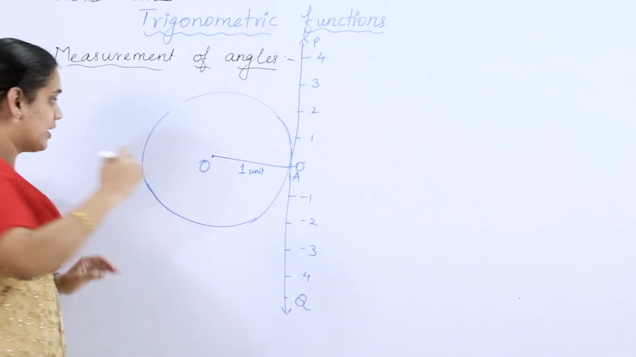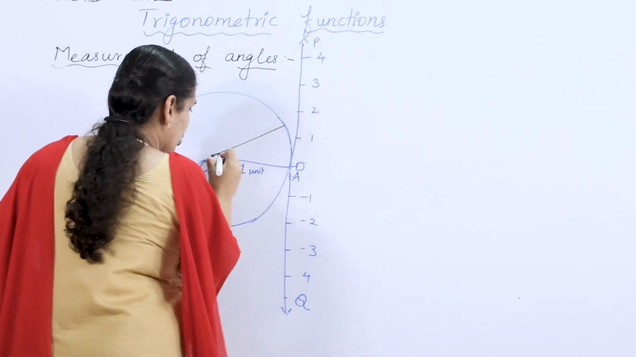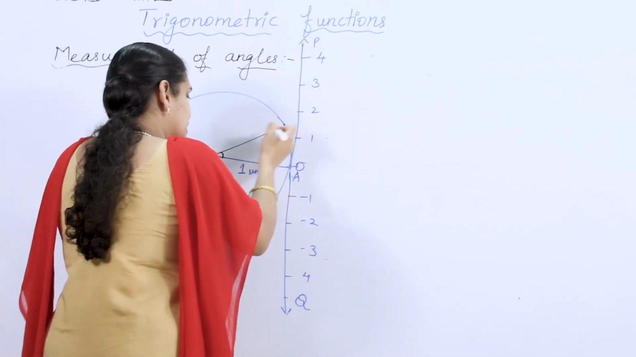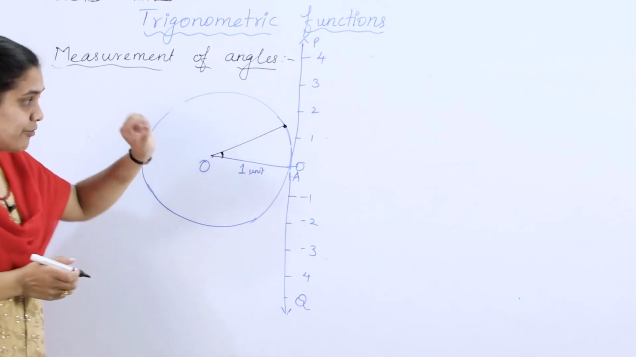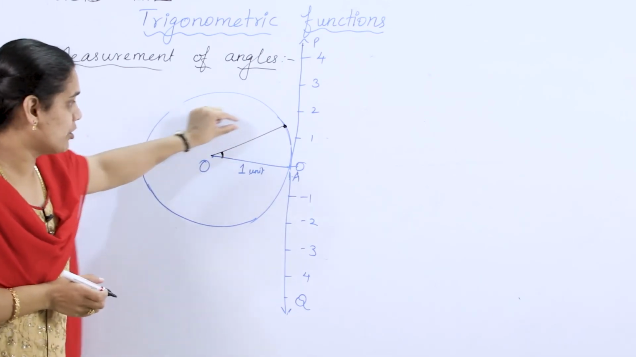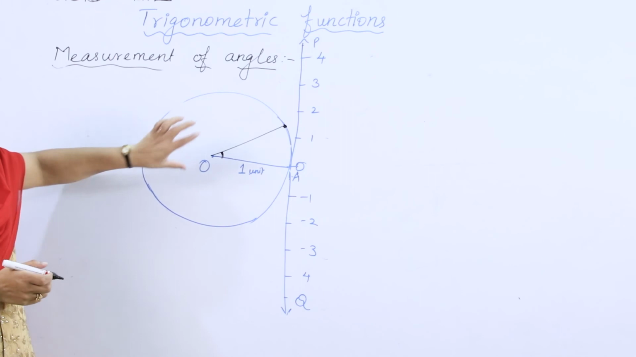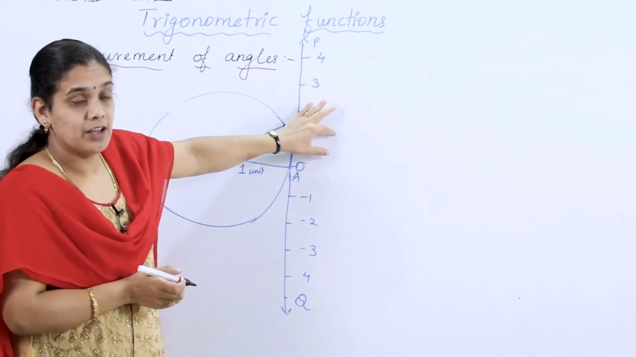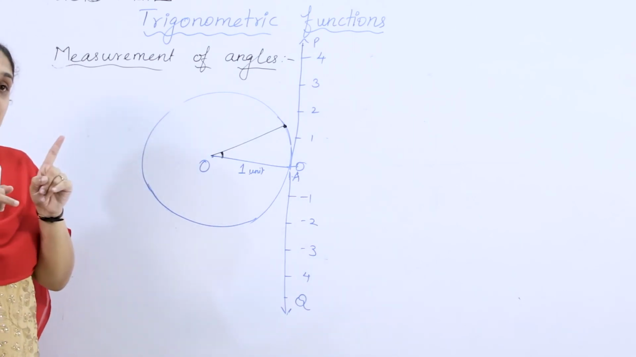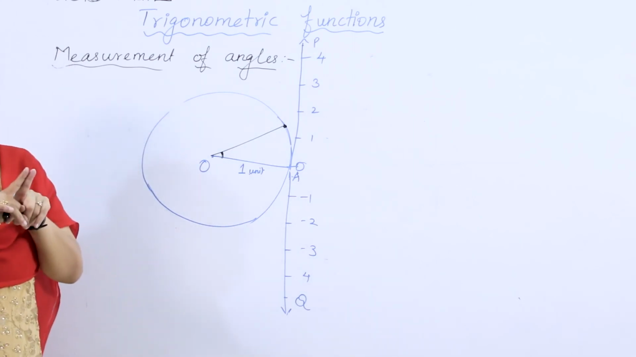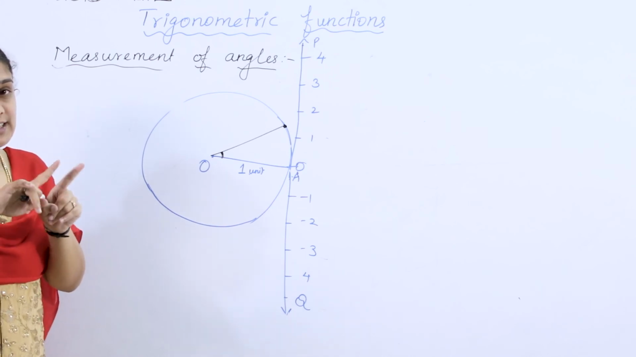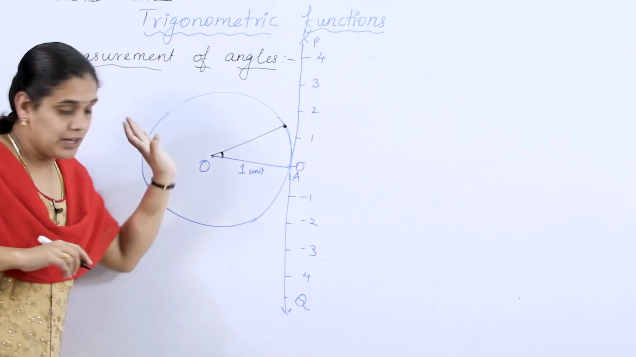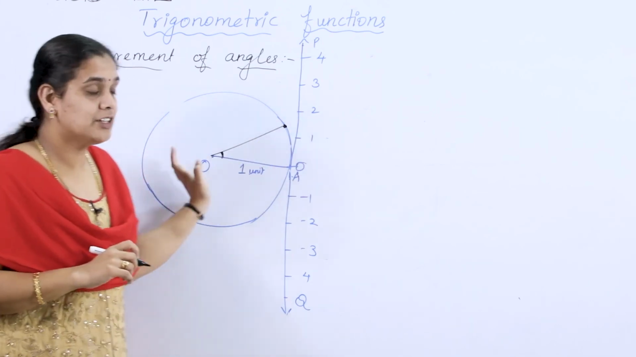Then here we know that this arc length will always be equal to the radian. So whichever number touches this point also represents the radian. That means every real number will correspond to a radian measure. Conversely also it is true: every radian measure will correspond to a real number. Therefore, we consider the real number and the radian measure one and the same. Radian measure is nothing but the real number. This is the relation between the real number and the radian measure.